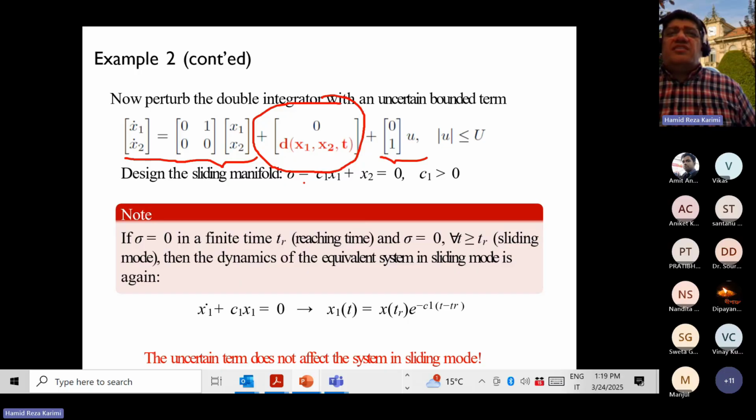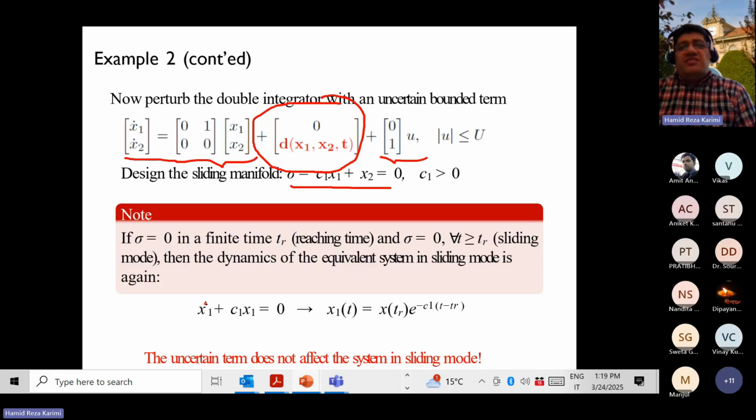And you remember that the sliding surface was this: sigma is c1 x1 plus x2. So this term is the uncertain bounded term. And if you add it, we can say that if sigma is zero in a finite reaching time tr, and sigma is zero for times bigger than tr, we have a sliding mode. And the dynamics of the equivalent system in a sliding mode is this.